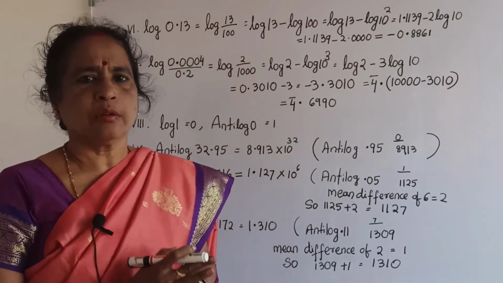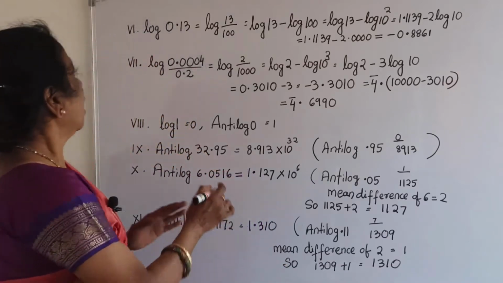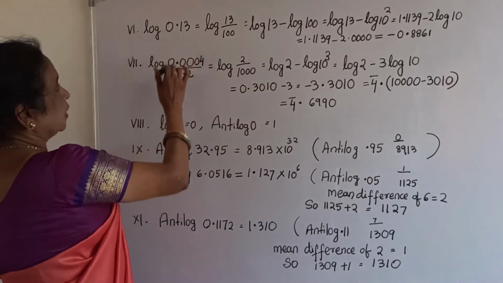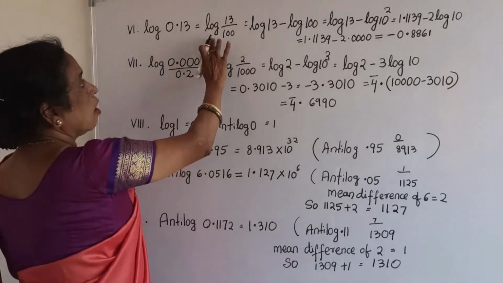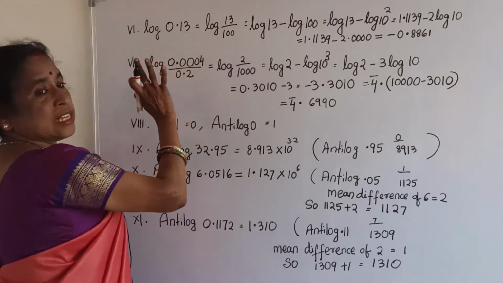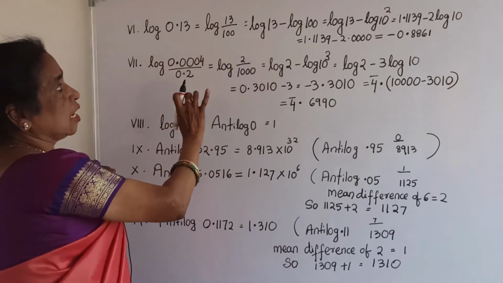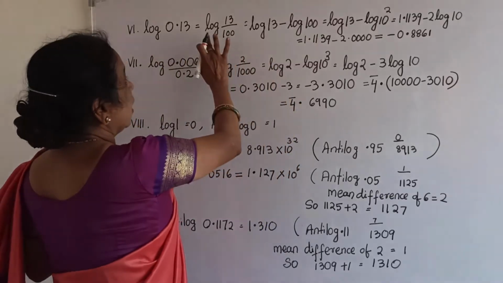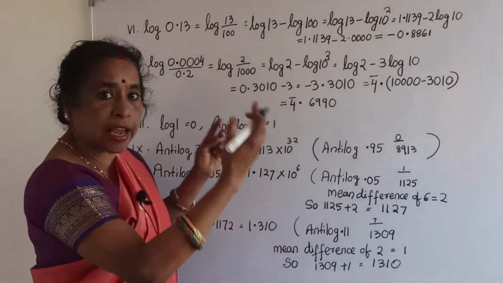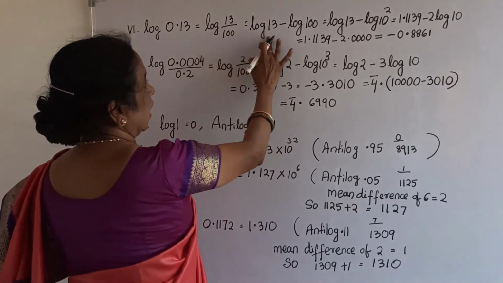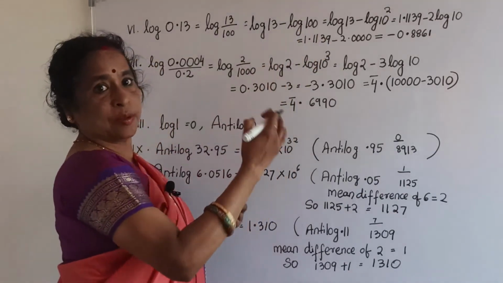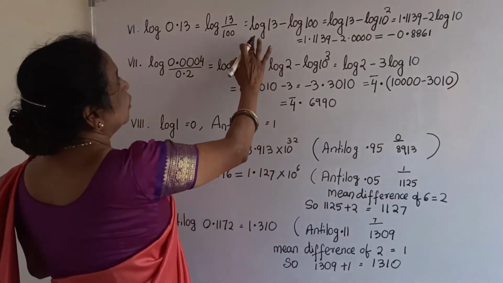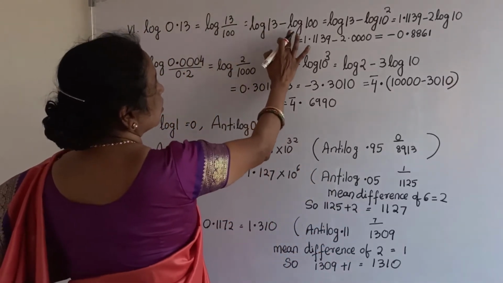Next example, we will see log A by B. Now see log 0.13. 0.13, that means we can write log 13 by 100. It is easy. If you do the calculation like this, log A by B, it is easy. There will be no mistake. Log 13 by 100, that is log A by B. So log A minus log B. What is the formula log A by B? Log A minus log B. That is why you put here log 13 minus log 100.